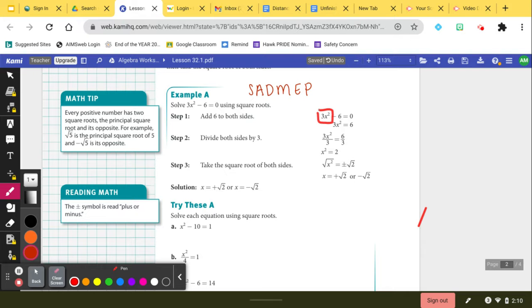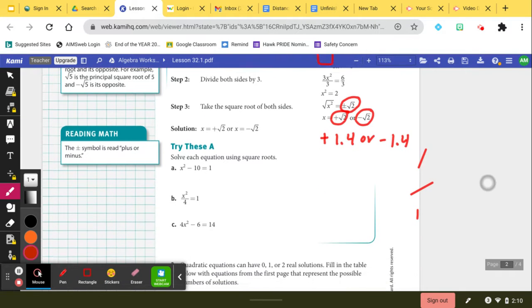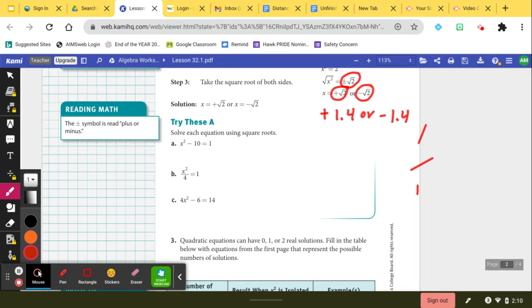And then, in order to get rid of the x squared, we would square root it. So we get the positive or negative version of the square root of 2. We can actually use a calculator and do the square root of 2. So we get positive 1.4 or negative 1.4. So we're going to do that with A, B, and C, solving for x squared. If you want to pause the video now and try these on your own, feel free. If not, then just stick along with us.